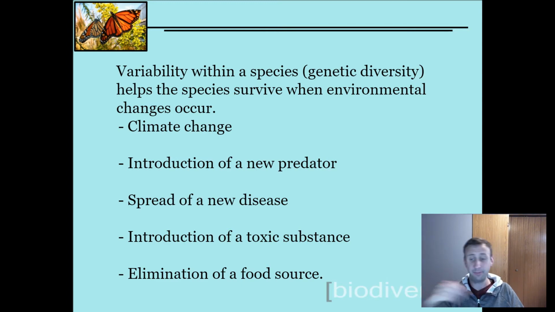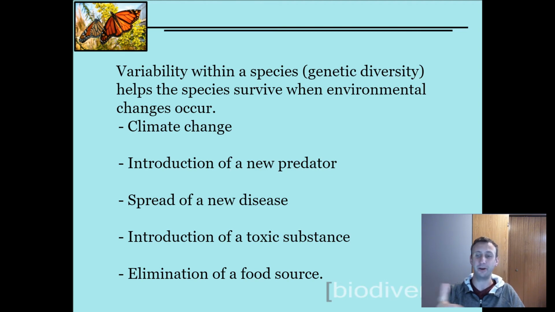All right. Variability within a species, the genetic diversity it has, helps a species survive when environmental changes occur. So all of these variations that happen for whatever reason help with survival. We talked about the fact that genetic biodiversity is incredibly important to a species' survival. So when different stressors happen to a population, having variation will allow it to survive, because the ones that are most adapted to weather that stress will make it through, and they will survive and pass on their genes.